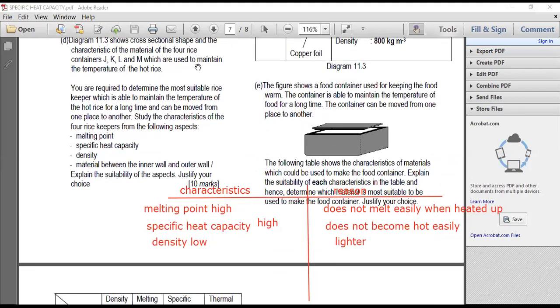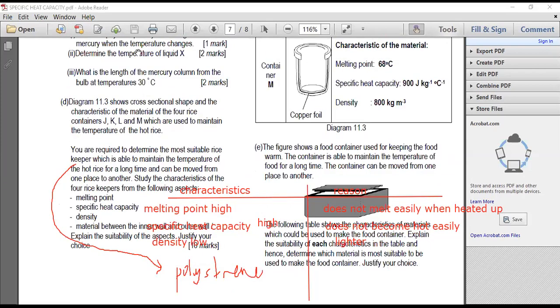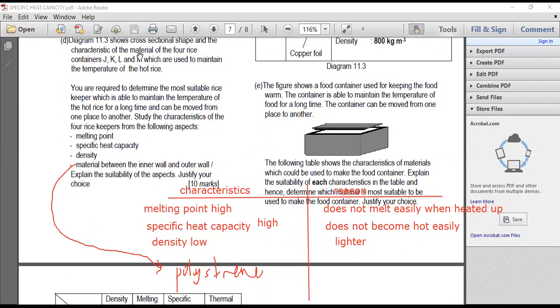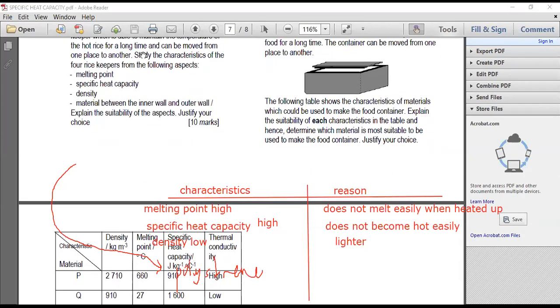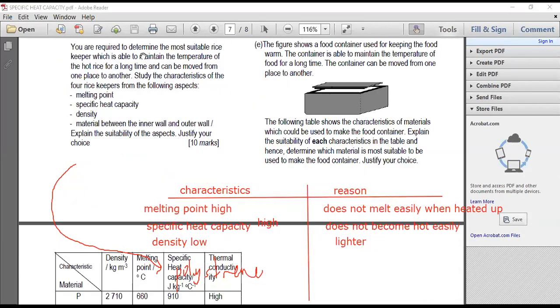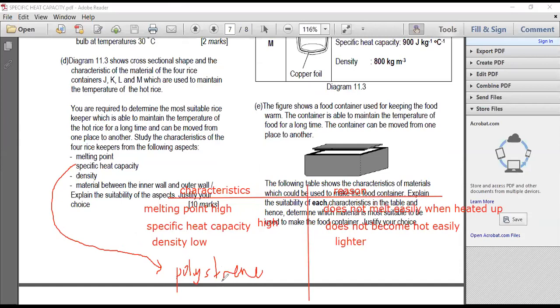So for the material between the inner wall and outer wall, polystyrene. The reason is that polystyrene is an insulator of heat. I can say poor conductor of heat also can. It's up to you.